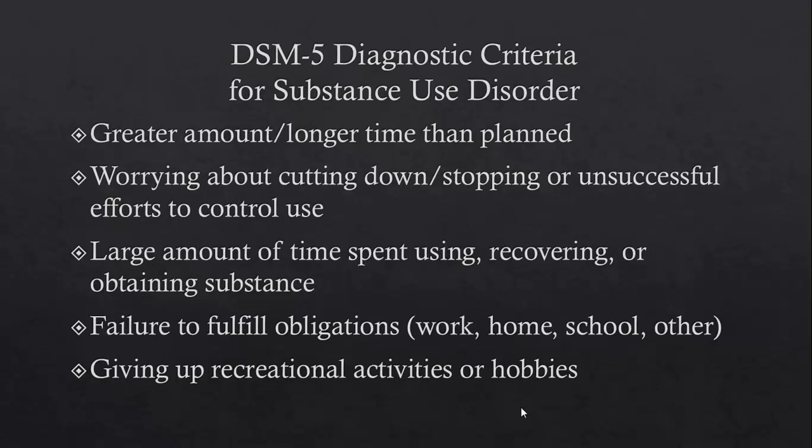One of the criteria is that the individual being assessed would have had a tendency to use a greater amount of substances or to use substances for a longer time than planned. An example of this would be someone who says, I'm just going to go to the bar and have 1 beer with my friend. They have 15 beers and they stay at the bar until the middle of the night when maybe they planned to be home early that night. So somebody where the amount or the time spent with the substance is kind of out of control.